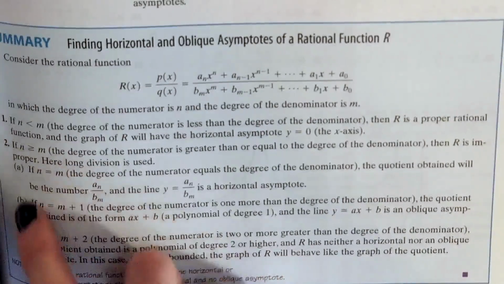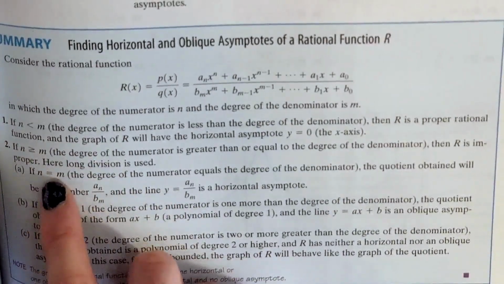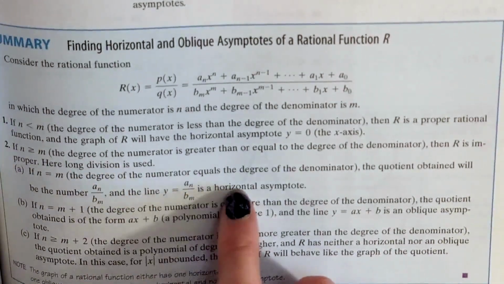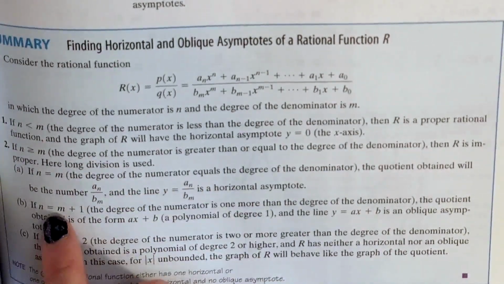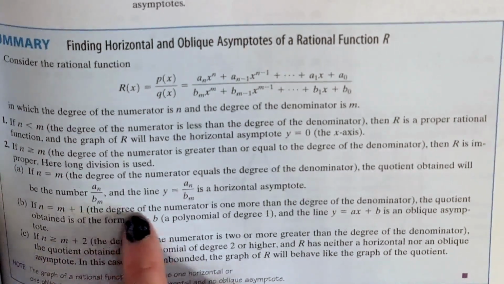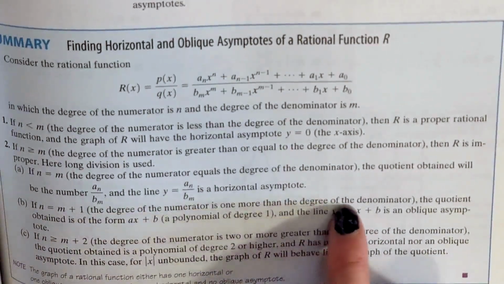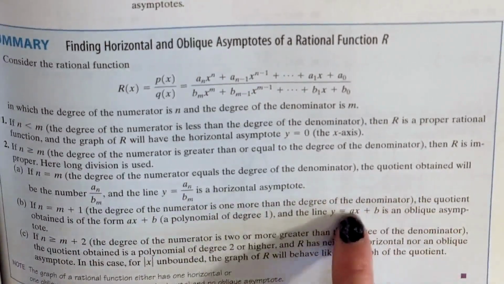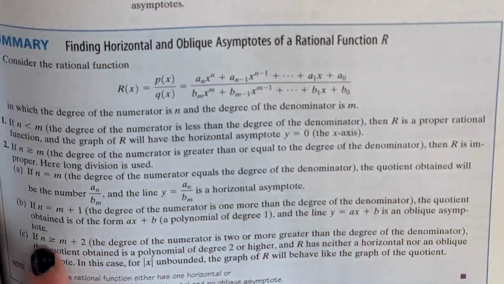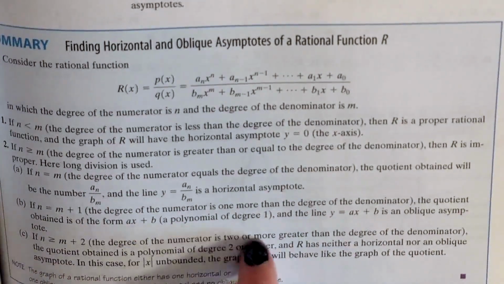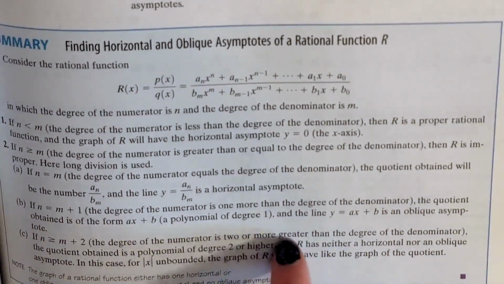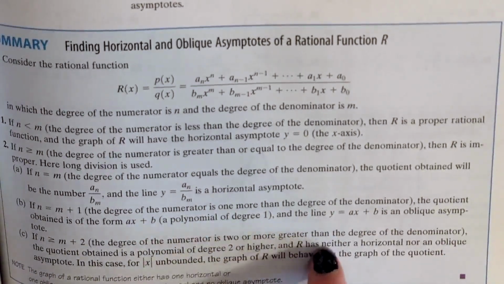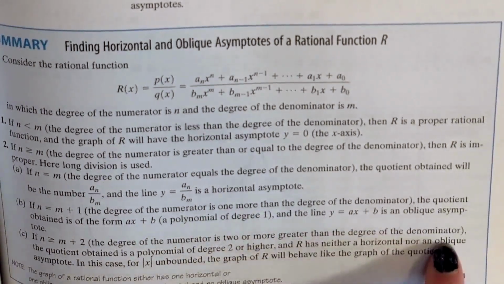Okay, so this is the more common. So if they're equal, then you pick off the coefficients in the front and it's horizontal. If n is equal to m plus 1, so the degree of the numerator is 1 more than the degree of the denominator, then you get oblique and you have to do long division. If it's 2 or more degrees, the numerator is 2 or more greater than the denominator, then you have neither. So neither horizontal nor oblique.